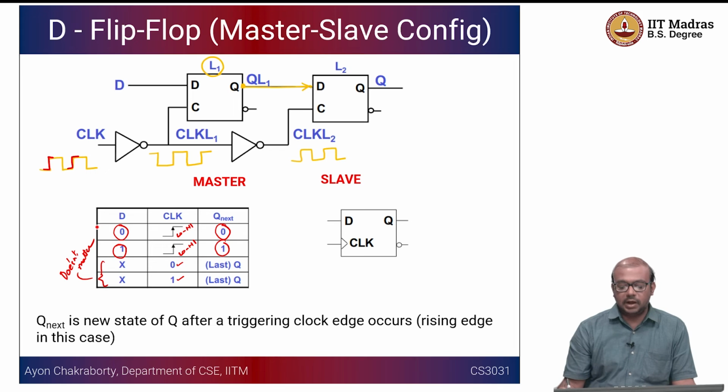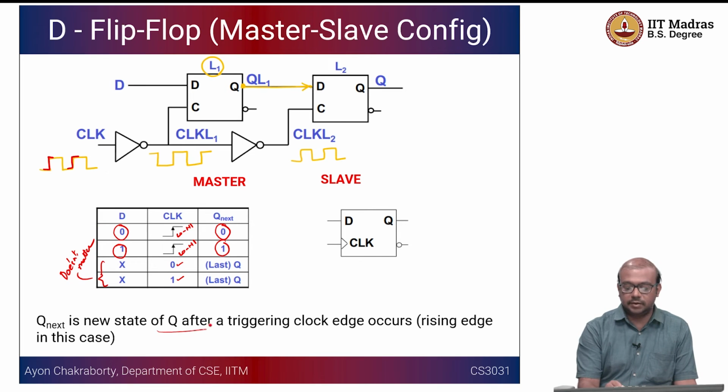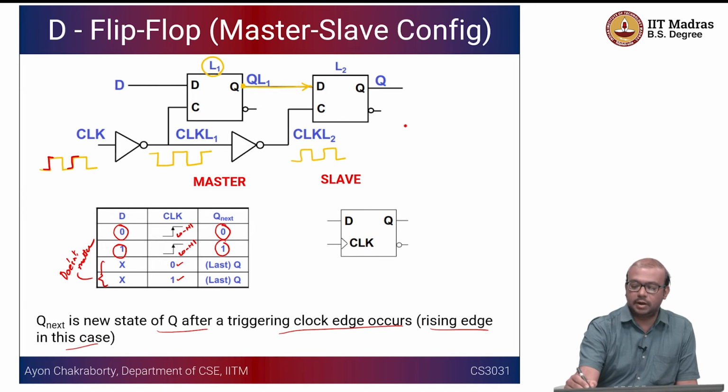Okay, the value of D doesn't matter. Q next is equal to your previous Q, so the value of Q did not change. Q next is the new state of Q after the triggering clock edge occurs, the rising edge. This is also called a rising edge.